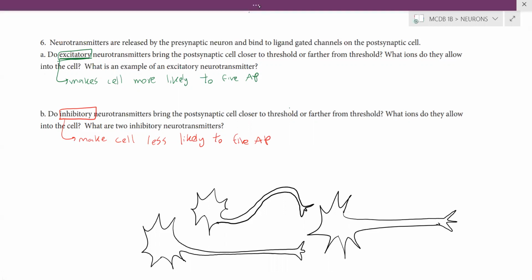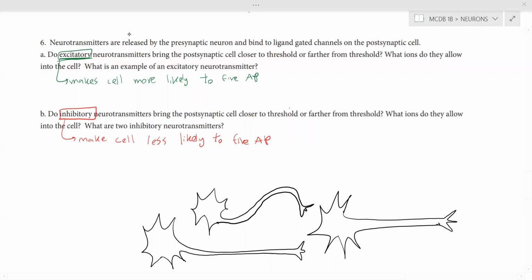Let's talk about excitatory. Right, so we already talked about they're going to make the cell more likely to fire an action potential. Does that mean you're bringing the cell closer to threshold or farther from threshold? If you have a solid understanding of action potentials, you realize that you have to reach threshold to fire it, right? So you're going to bring them closer to threshold. Excitatory neurotransmitters bring things closer to threshold, right? More likely to fire an action potential, closer to threshold.